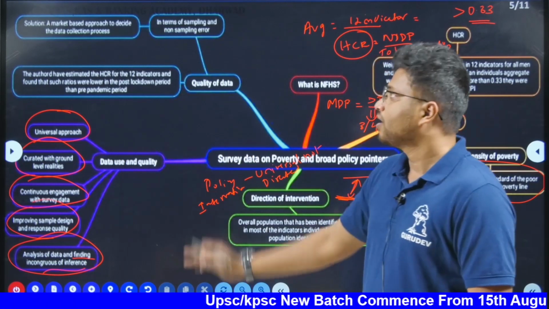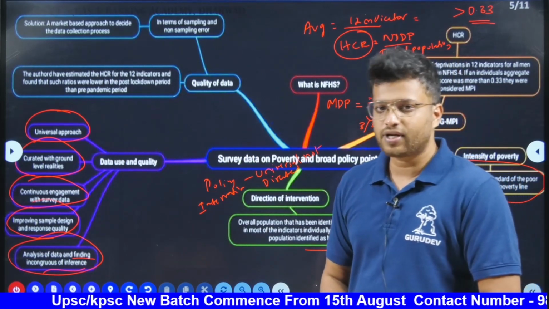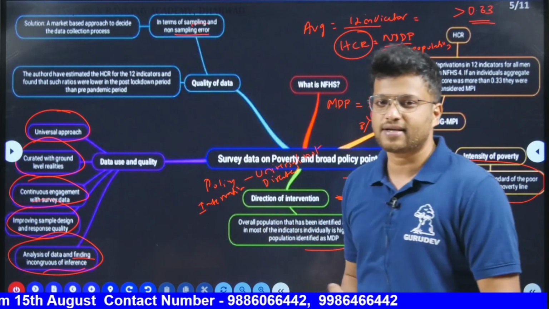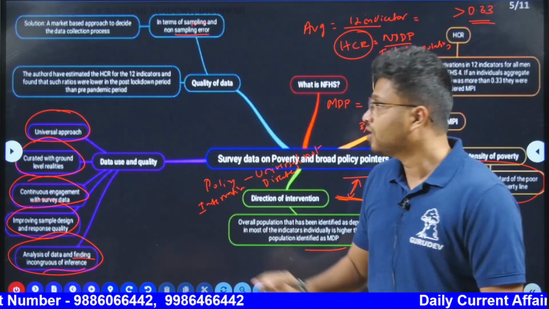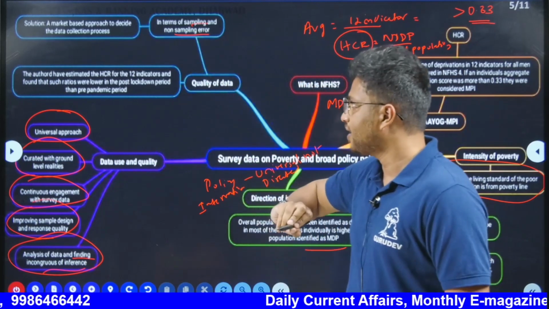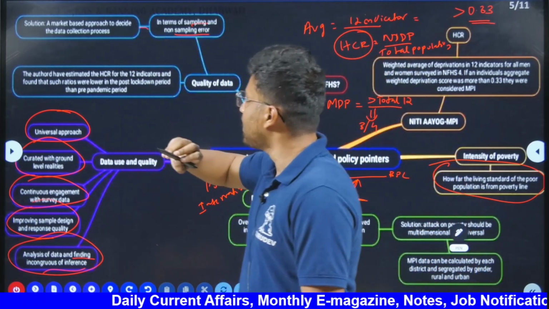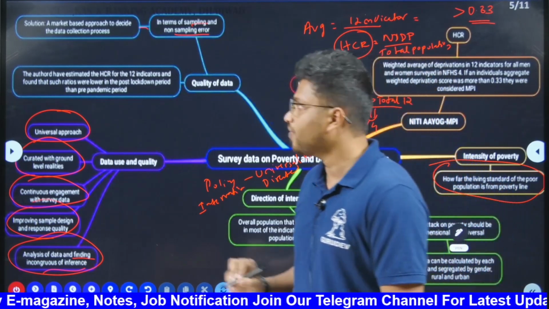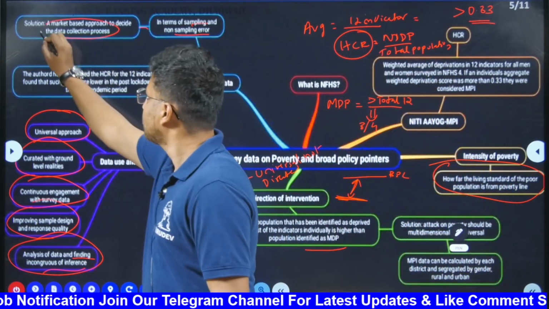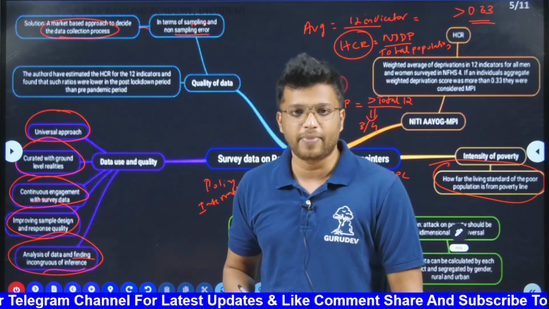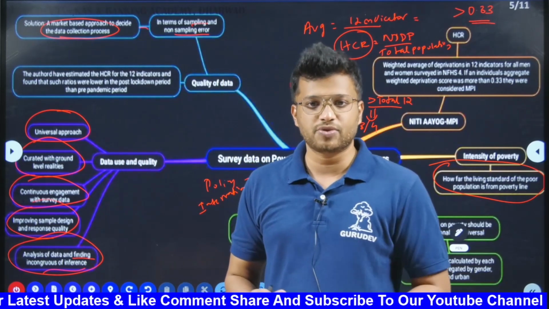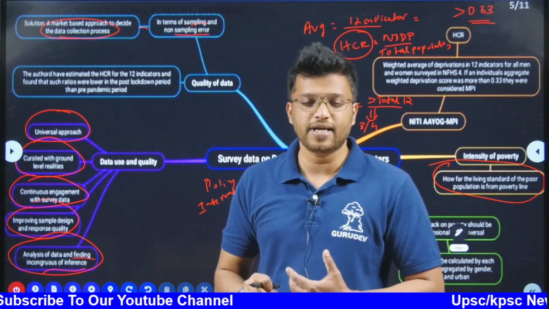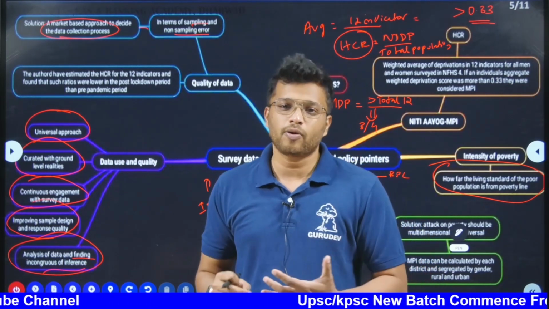That is what the author is arguing here, to analyze the data and also find incongruency of inferences. Here, what is the problem with the quality of the data when we look at it? It is in terms of sampling and non-sampling error. The author has highlighted two aspects of quality of data, that is sampling and non-sampling error. Under non-sampling error, what is happening is a market-based approach to decide the data collection process. So the data that is collected is based on the market, that is consumption, to increase the consumption. What the author is trying to highlight here is that the data being collected has to be more human development oriented.